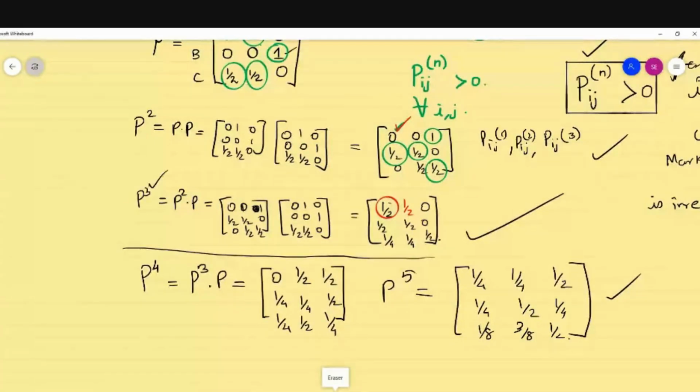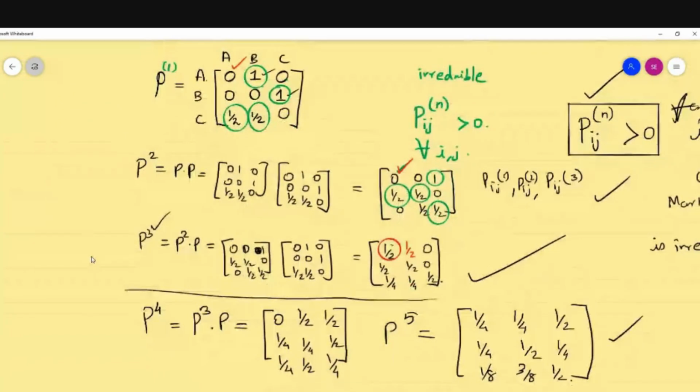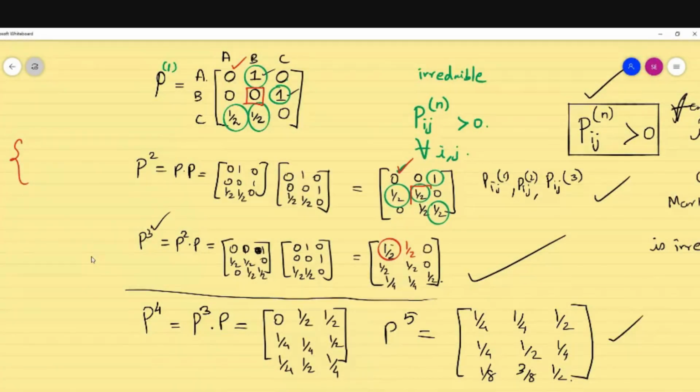Now let us take any state. Let us take state B. Why am I interested in state B? Because at step 1 the first one is 0. In the second state you see the diagonal element is non-zero, in the third state non-zero, in the fourth state non-zero, in the fifth state non-zero. That means state B at step 1 is 0, so I cannot take step 1. At step 2 it is non-zero, so it is eligible for verifying the GCD.